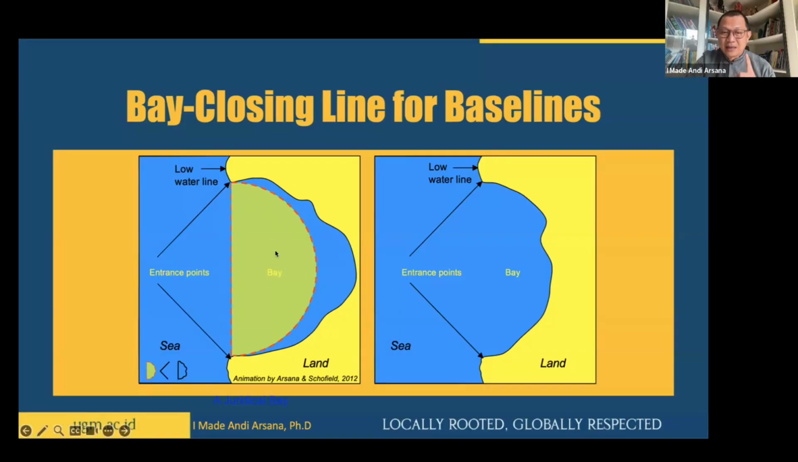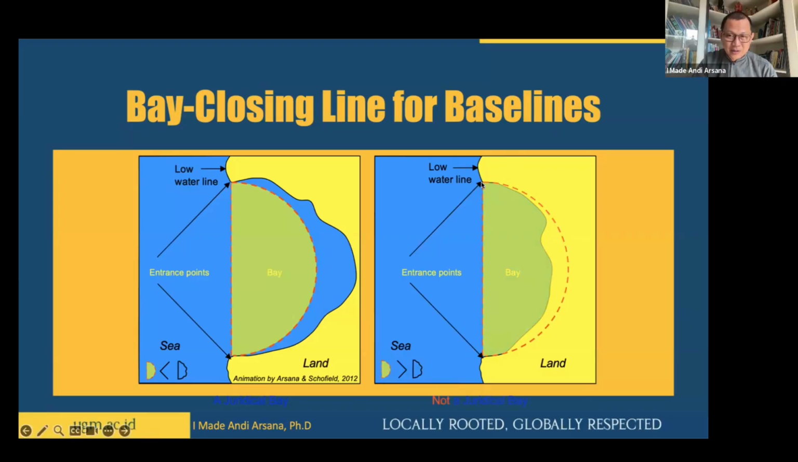So in this case, this left bay satisfies the two criteria: the length of this bay closing line and the area of its semicircle. So in this case, the left one, you can close the bay. Okay, you can close the mouth of the bay. What about the right one? It looks like this. Yes or no? It is a no.